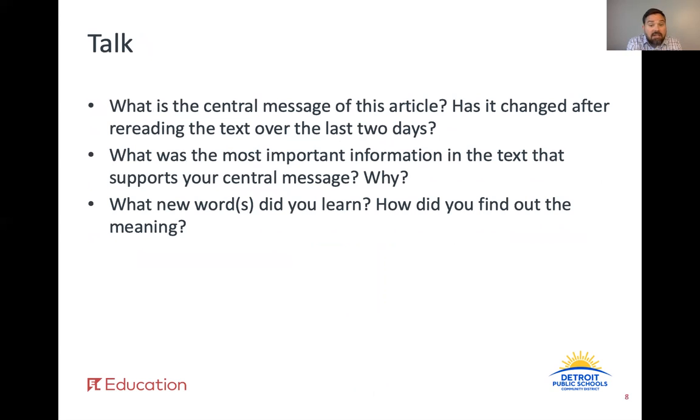Now it's time to have a discussion with your family member, caregiver, or friend. Remember, the central message is a big idea that the author wants you to understand and take away from reading a text. What is the central message of this article? Has it changed after rereading the text over the last 2 days? What was the most important information in the text that supports your central message? Why? What new word or words did you learn? How did you find out their meanings? Go ahead and pause the video here while you think about each of these questions and discuss them, please.